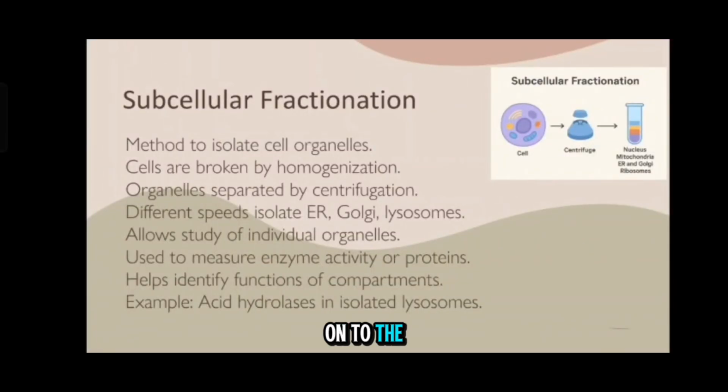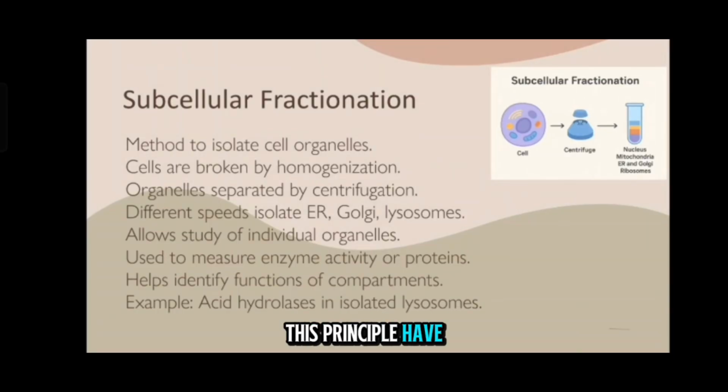Well, we move on to the next topic, subcellular fractionation. It is one of the key experimental methods used to study the endomembrane system and other organelles. The process begins with homogenization. Here, the plasma membrane of the cell is broken open either mechanically or chemically, so that internal components are released into the solution. This solution is called a cell homogenate. Once we have the homogenate, it is placed into the centrifuge, a machine used for centrifugation, which spins the sample at very high speed.